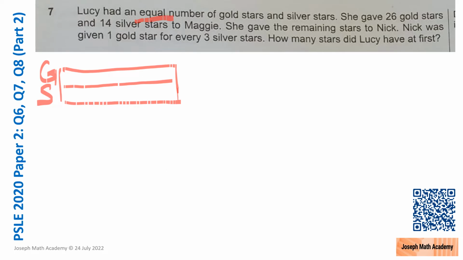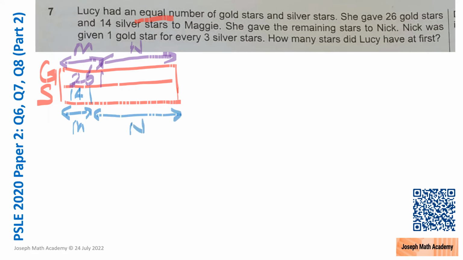Now Lucy gave 26 gold stars. Let's cut this gold section of the model and indicate 26 here. This 26 is given to Maggie, so I'm going to indicate M on top. The rest of the gold stars are given to Nick. She gave 14 silver stars to Maggie, so this is 14, and I indicate M below. The rest of the silver stars are given to Nick. I think the model is superbly easy to draw.